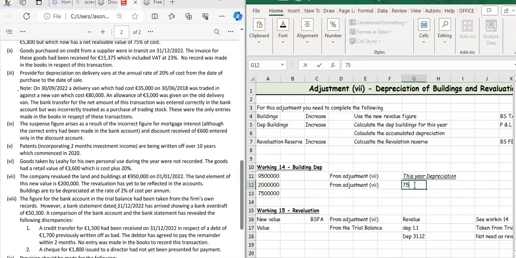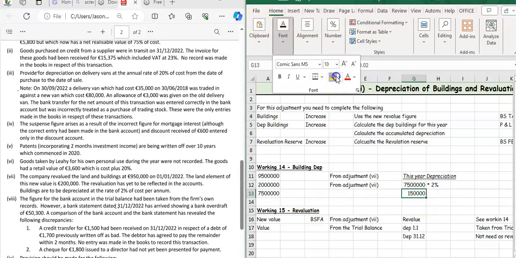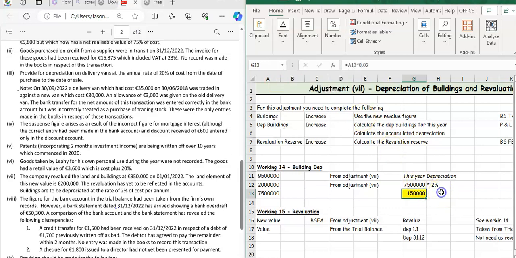So that 750,000 is the figure that we use to multiply by the rate of depreciation to get the depreciation for this year. And the depreciation in question is 2%. So 750,000, multiply that by 2%. So the depreciation for this year is 15,000, and that 15,000 goes in your profit and loss as part of your administration.